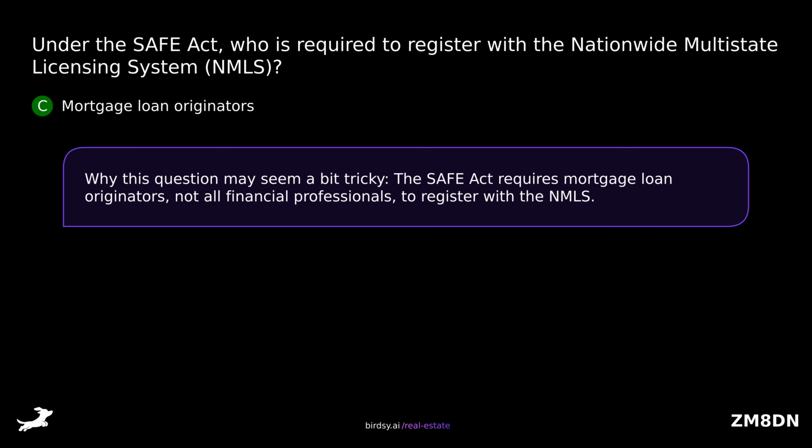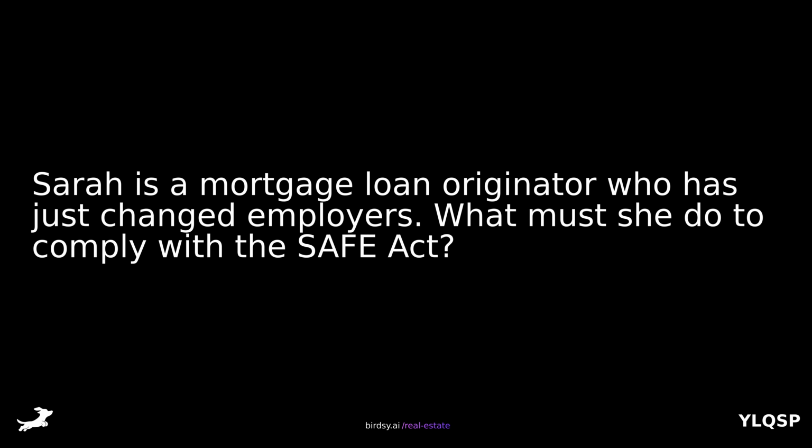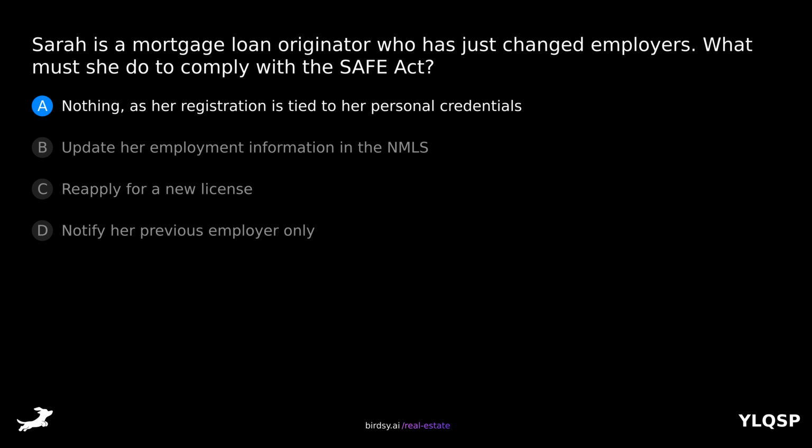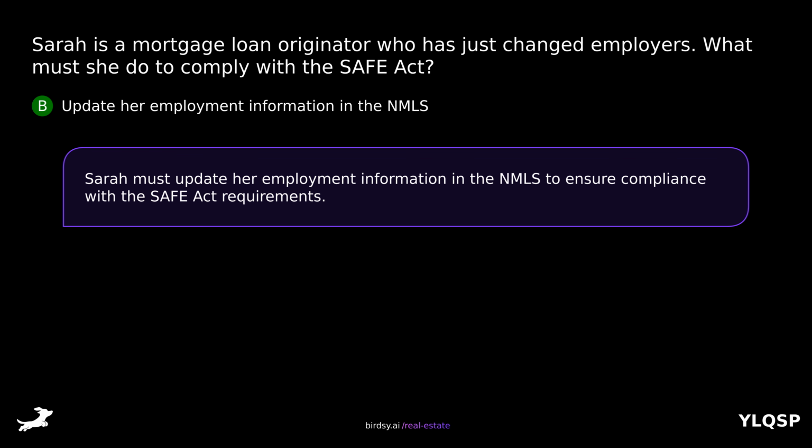Sarah is a mortgage loan originator who has just changed employers. What must she do to comply with the SAFE Act? Is it A, nothing, as her registration is tied to her personal credentials? B, update her employment information in the NMLS? C, reapply for a new license? Or D, notify her previous employer only? The answer is B, update her employment information in the NMLS. Sarah must update her employment information in the NMLS to ensure compliance with the SAFE Act requirements.